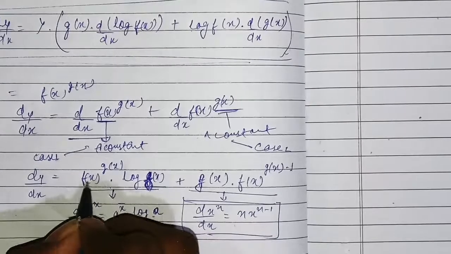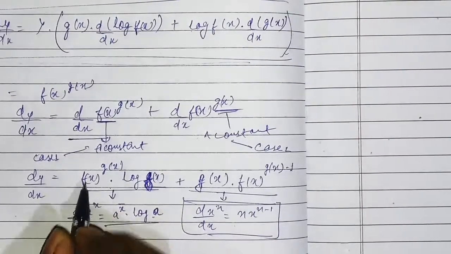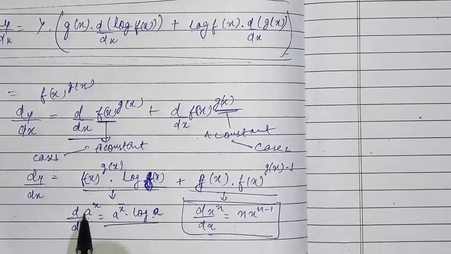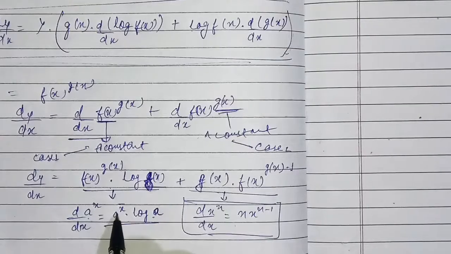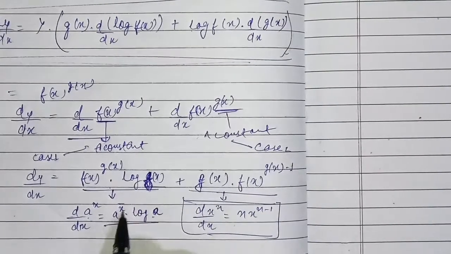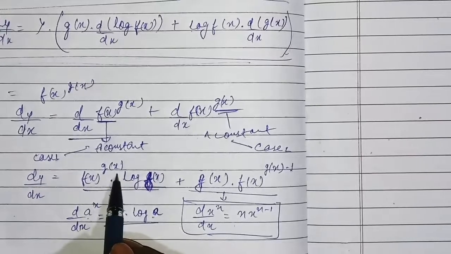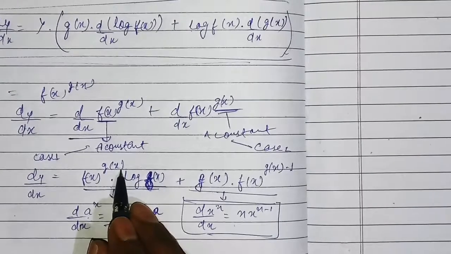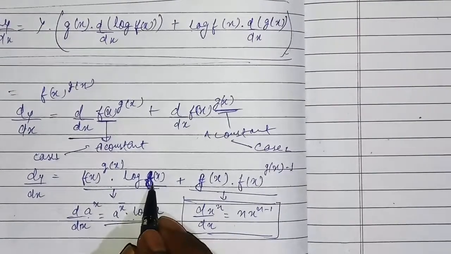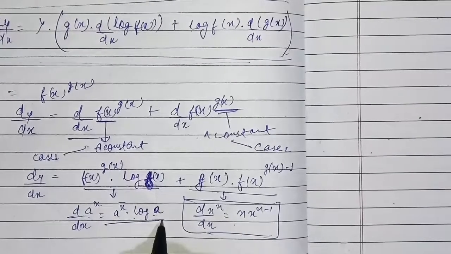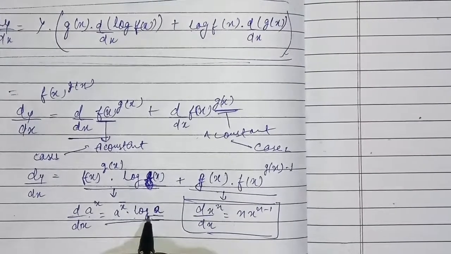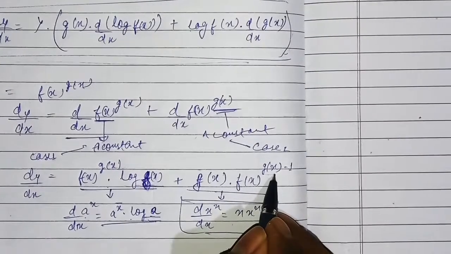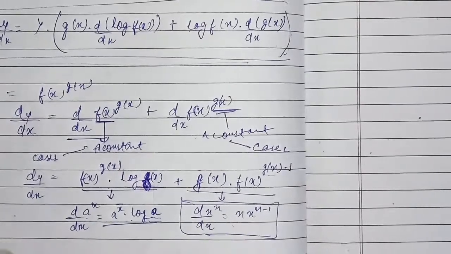This f of x to the power g of x, here f of x is a constant, and according to the formula, d by dx of a to the power x is equal to a to the power x dot log of a, where a is equal to f of x, which is the constant, we get f of x to the power g of x log of f of x. In this case, f of x is a constant, and in this case, this g of x is treated as a constant. Now, hope you can get that.